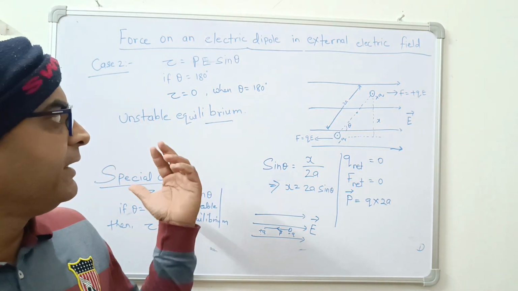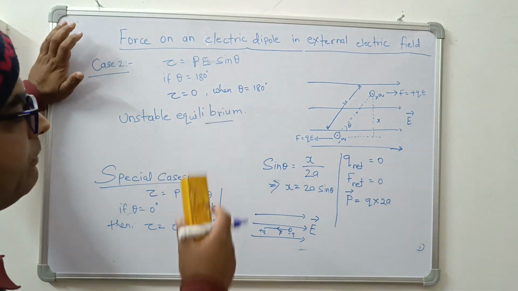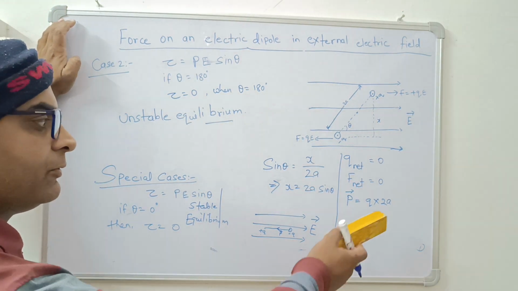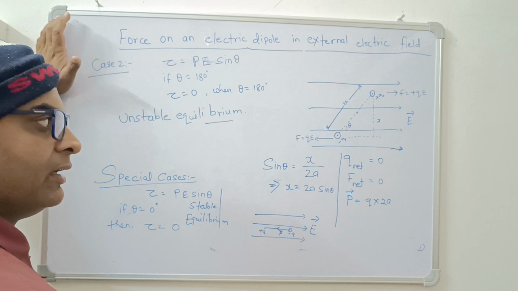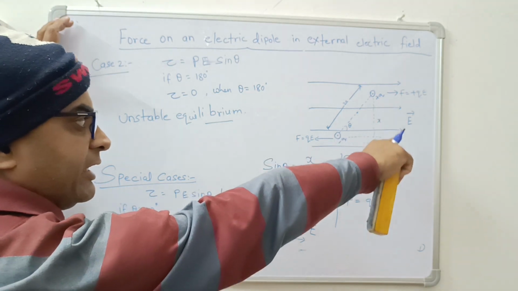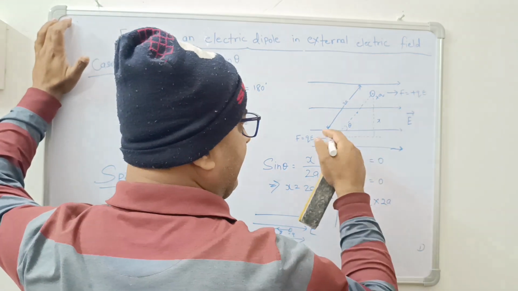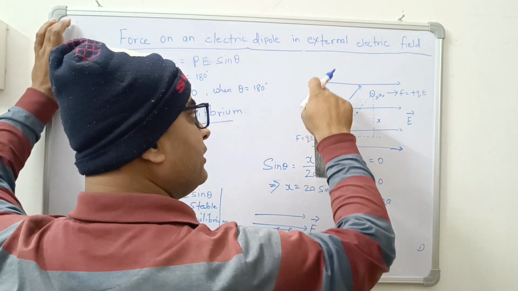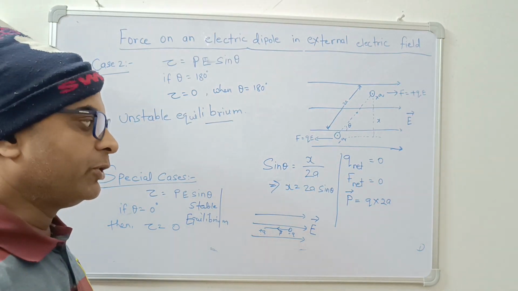Now we already know the force on an electric dipole in an external electric field. If the net force is 0 and the net charge is 0, then there will be a torque acting across the center of the dipole. This force will try to move this dipole in this direction, and this force will try to rotate this dipole in the upper direction. So these are the two cases, and it's a very important topic.